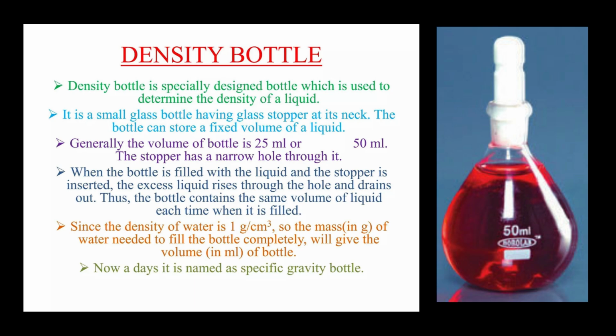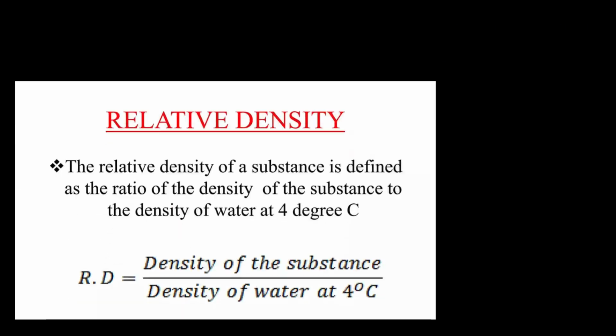Since the density of water is 1 gram per milliliter, the mass in grams of water needed to fill the bottle completely will give the volume in ml of the bottle. Nowadays, it is named a specific gravity bottle.